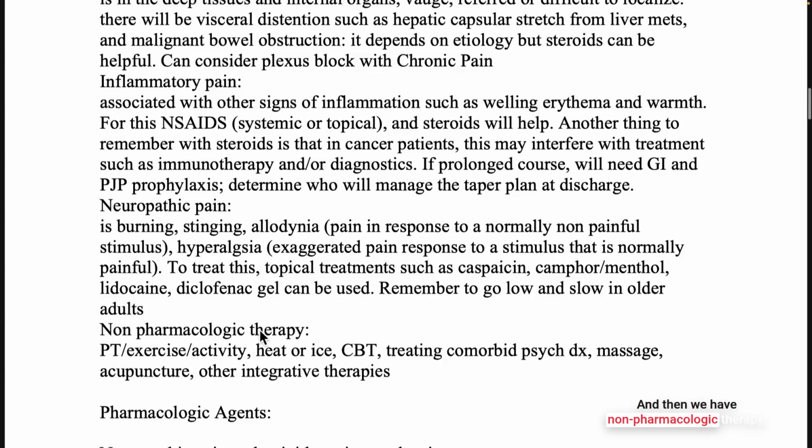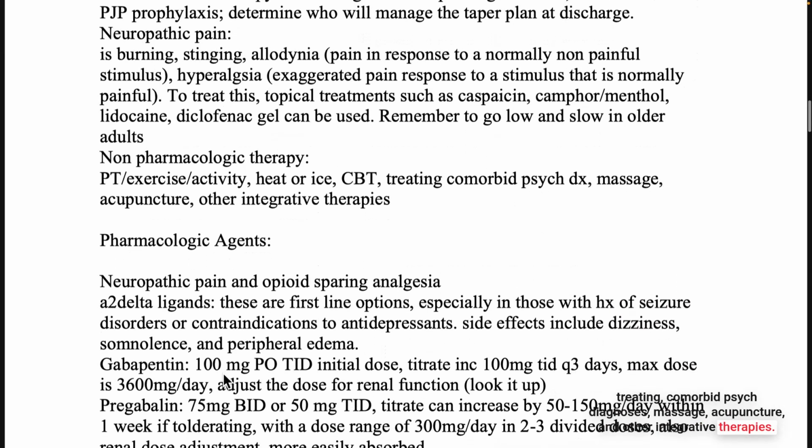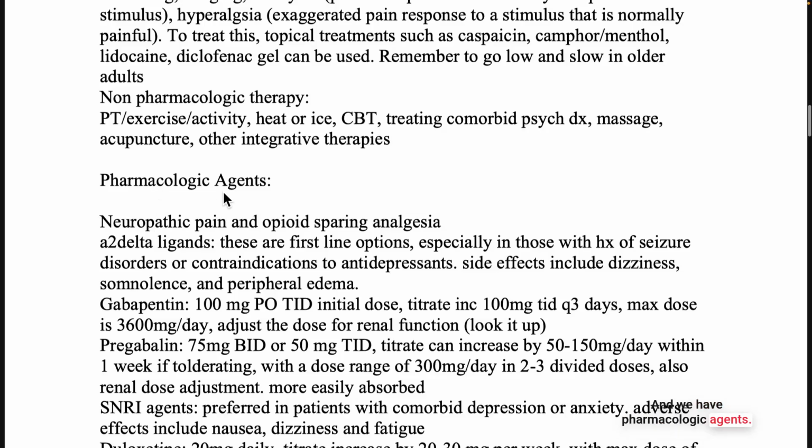And then we have non-pharmacologic therapy. This is such as PT, physical therapy, exercise, activity, heat or ice, cognitive behavioral treatment, treating comorbid psych diagnoses, massage, acupuncture, and other integrative therapies. And we have pharmacologic agents.